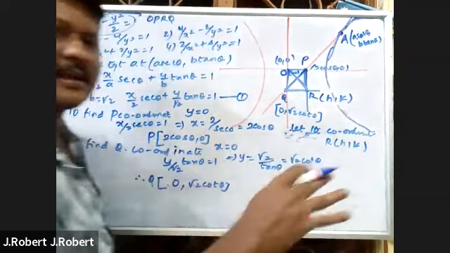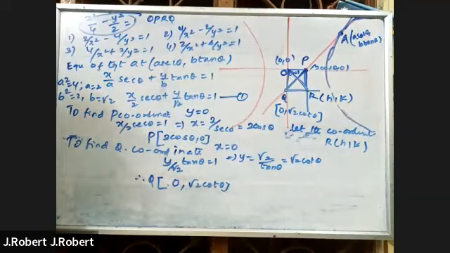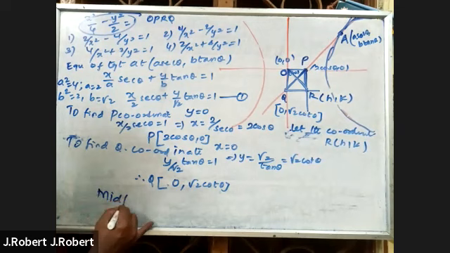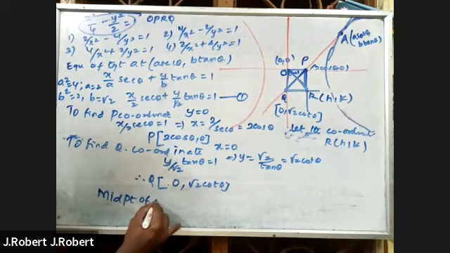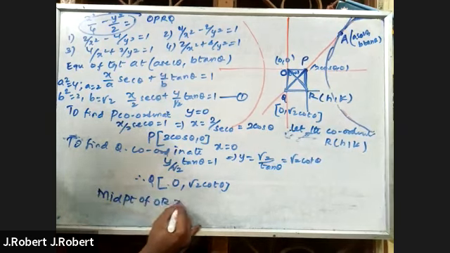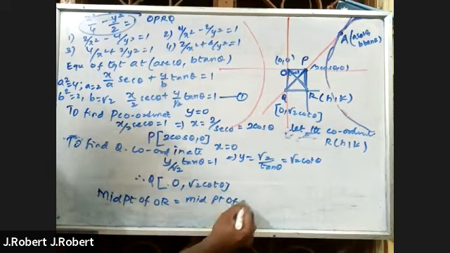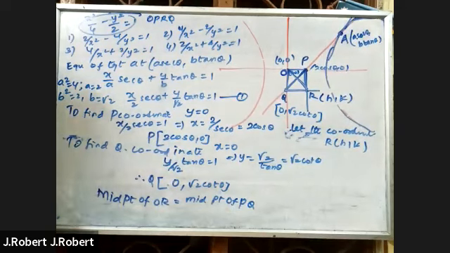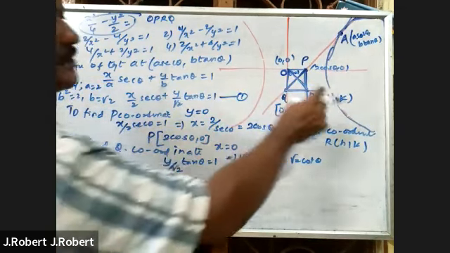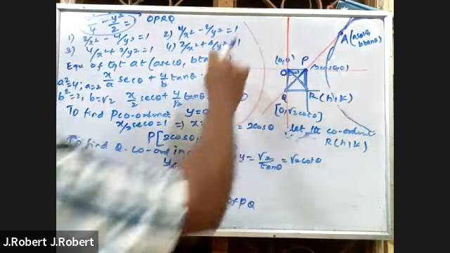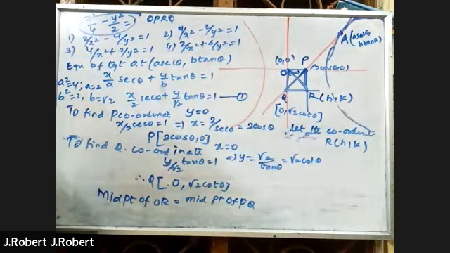Now we have found everything. It is mentioned that OPRQ is a rectangle. Whenever it is a rectangle, the midpoints of the diagonals are equal. Therefore, I can say the midpoint of OR is equal to the midpoint of PQ. They are called the diagonals. Now I am saying these two are equal. Midpoint of OR is (x1 plus x2) by 2, (y1 plus y2) by 2. So it is h by 2, k by 2.